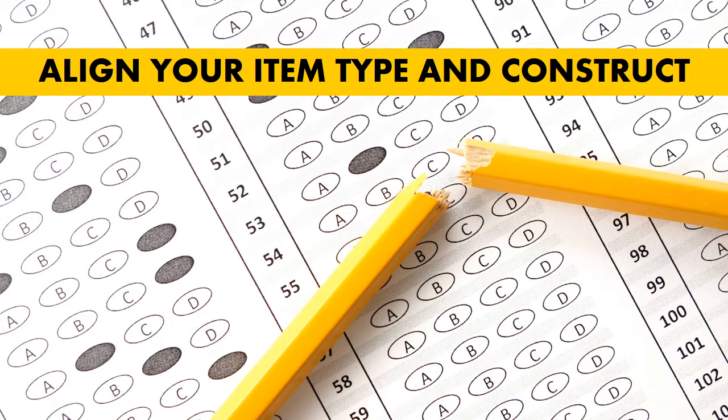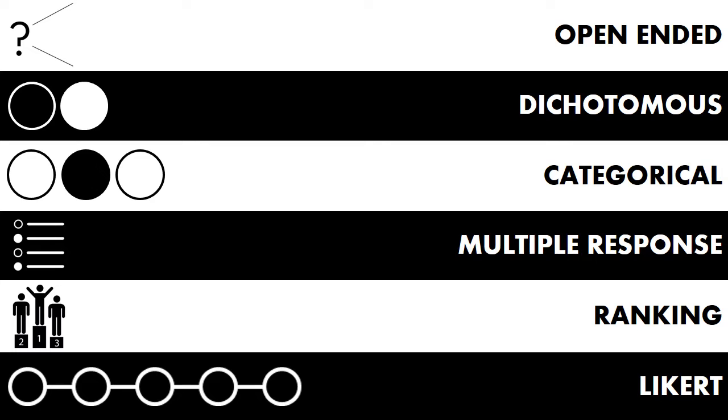Essentially, there's a lot of different question types you can use on a survey, and you just want to make sure that the type of question or item that you use aligns with whatever it is that you're trying to measure. And I'll show you what I mean by that. We're going to talk about six popular question types: open-ended questions, dichotomous questions, categorical questions, multiple response questions, ranking questions, and Likert type questions. So let's begin by talking about open-ended questions.